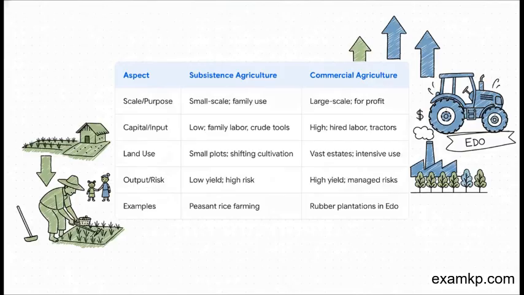Subsistence is small scale. It's for feeding the family and uses simple tools. Think of a family rice farm in Benue State. Commercial farming, on the other hand, is big business. It's large scale, all about making a profit using heavy machinery and hired labor, like the massive rubber plantations in Edo State.